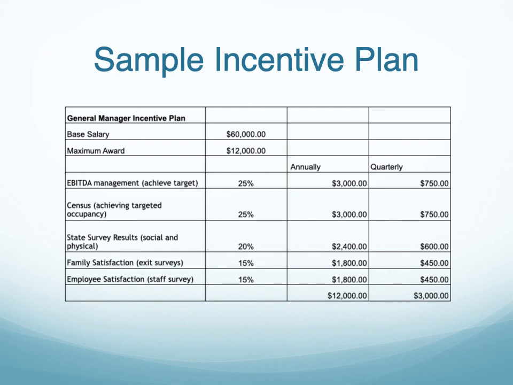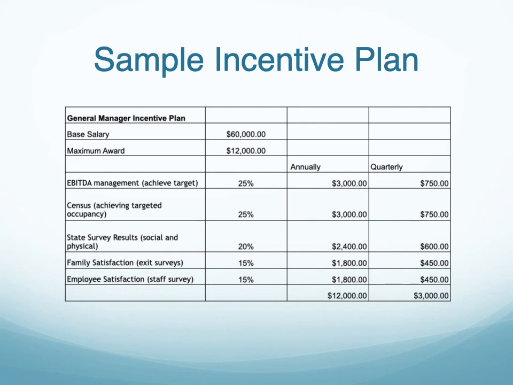So we broke it up into several categories. The EBITDA management, to achieve the target, they can earn 25% of their maximum award. For census, 25% of their maximum award. State survey results, 20% of their maximum award. Family satisfaction through our exit surveys, 15% of the maximum award. And employee satisfaction through an employee survey, 15%. So you add up the 25, 25, 20, 15, and 15, and it's 100%.